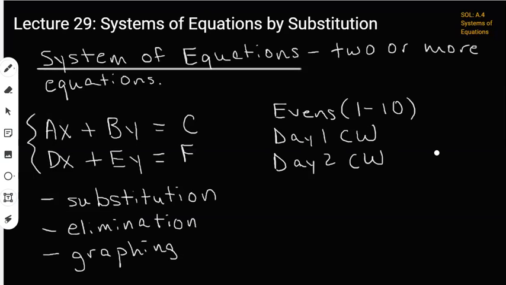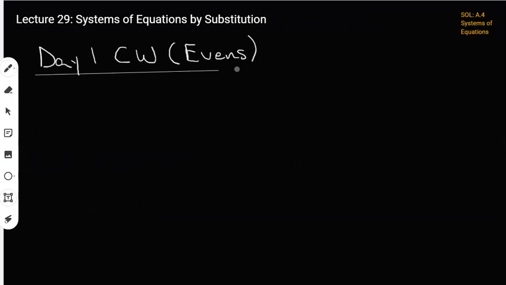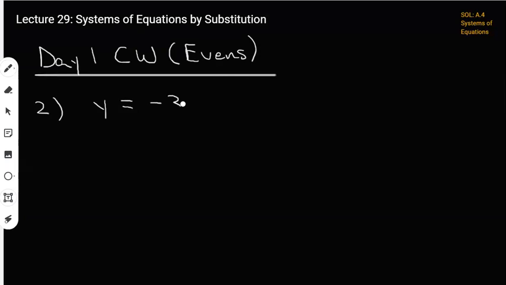Okay, so let's look at number 2 from the first classwork. All right, so number 2 says y equals negative 3x plus 4. That's going to be my first equation. And my second equation is going to be negative 8x minus 2y equals negative 12.